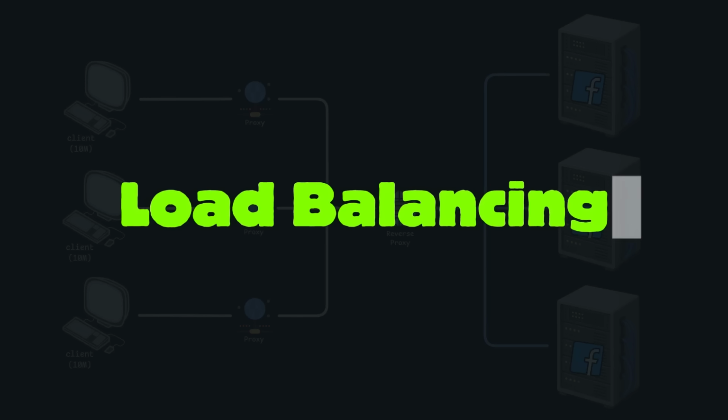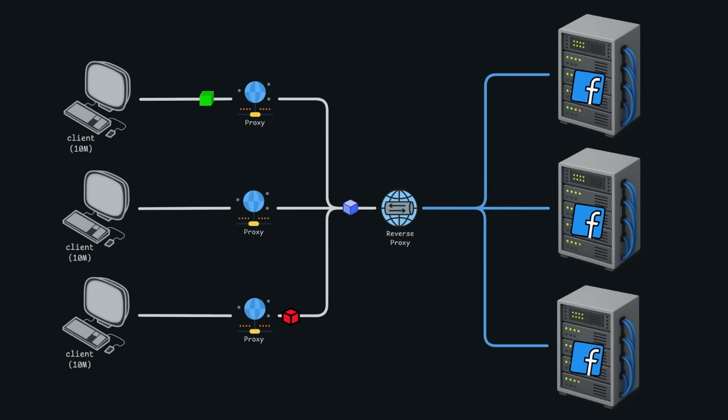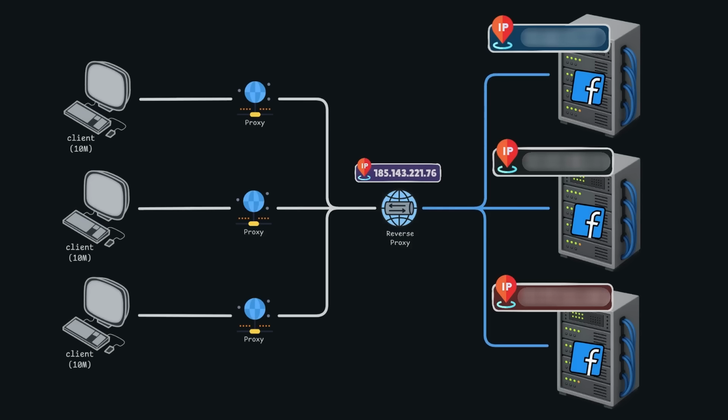First, load balancing. If a site suddenly gets hit by millions of users at once, the reverse proxy distributes that traffic across hundreds of different servers. No single machine gets overwhelmed and crashes. Second, security. The reverse proxy conceals the real IP addresses of the company's actual servers. Attackers can't directly target the web servers because they have no idea where they are. They can only interact with the heavily fortified reverse proxy sitting in front.